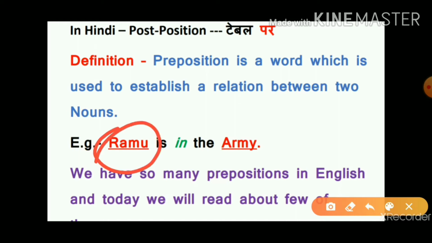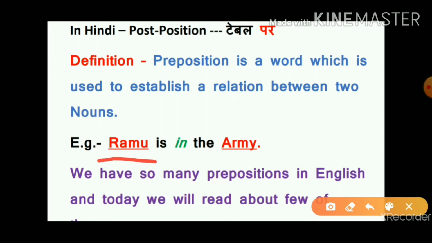Here is Ramu. Ramu is a noun, and we have army. Army is also a noun, a collective noun. Now just remove this first. Ramu is the army. Is this sentence giving any kind of meaning? No, this sentence is not giving any kind of meaning.